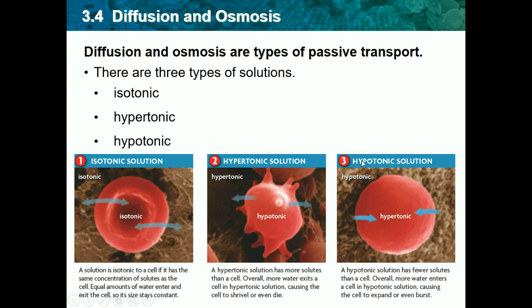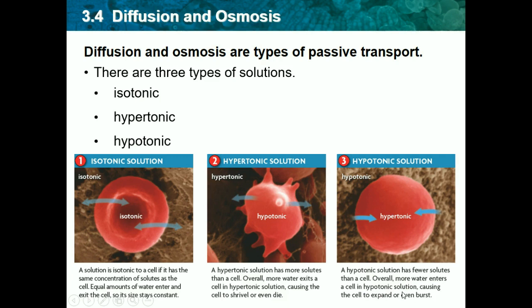Now we're going to learn about a hypotonic solution and how it affects the cell. Hypo is less, so a hypotonic solution has fewer solutes than a cell. So the outside has fewer salt crystals than the inside. Overall, more water enters a cell in a hypotonic solution, causing the cell to expand or even burst.